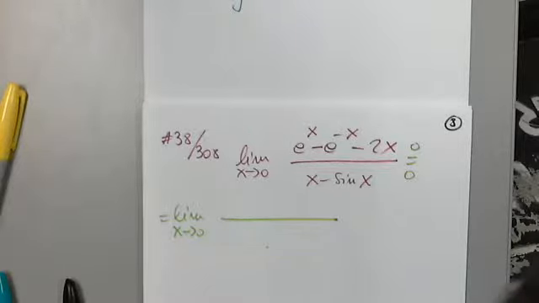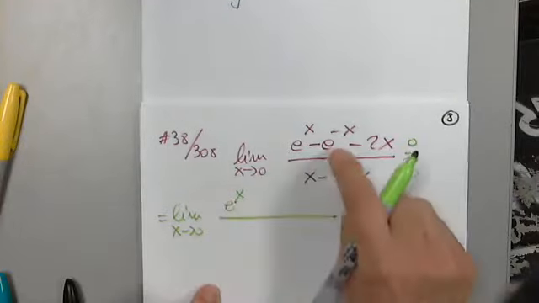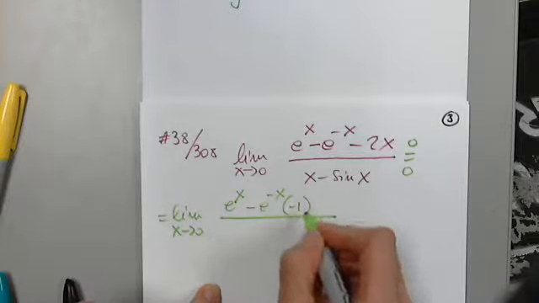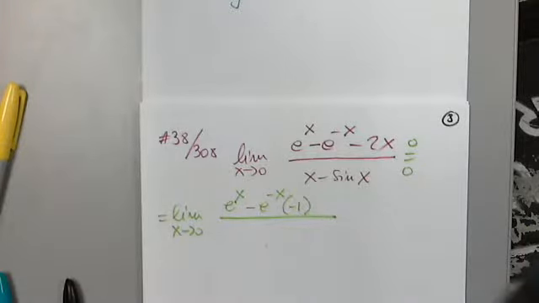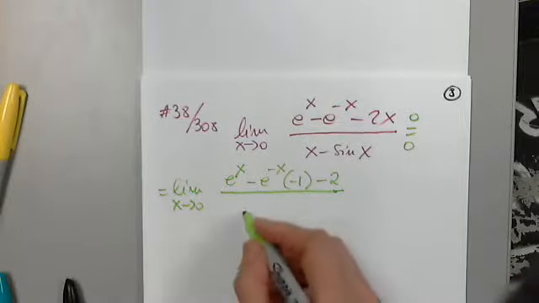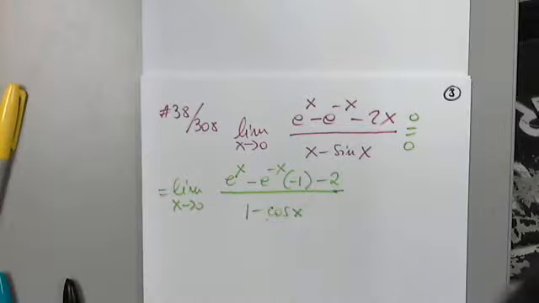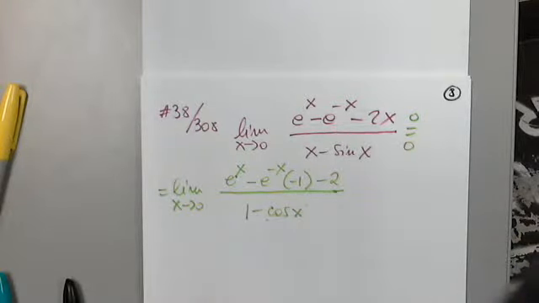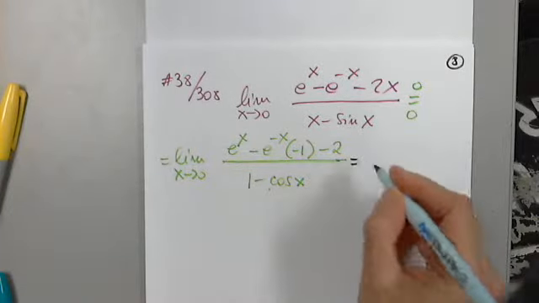Okay. So then the top prime will be e to the x. e to negative x prime will be negative e to negative x, multiplied by negative 1, the inner function prime, minus 2 over 1 minus cosine x. Is this okay so far? So e to the x prime is e to the x, but e to negative x prime is e to negative x times the inner function prime, and minus 2 over 1 minus cosine. I will have to clean it up a little bit.